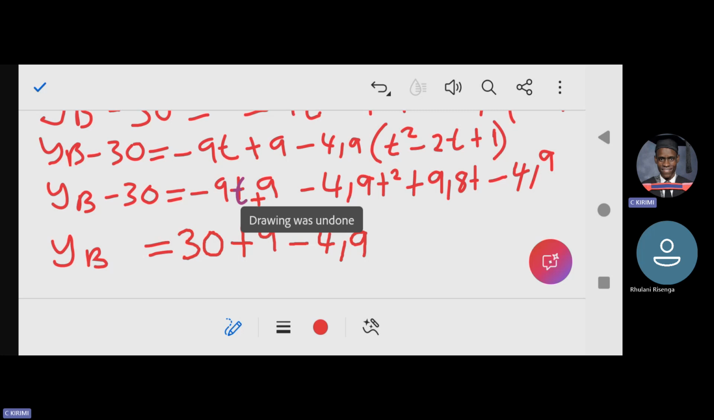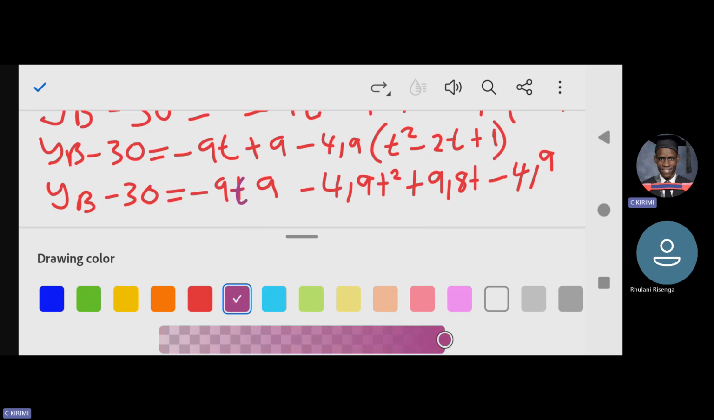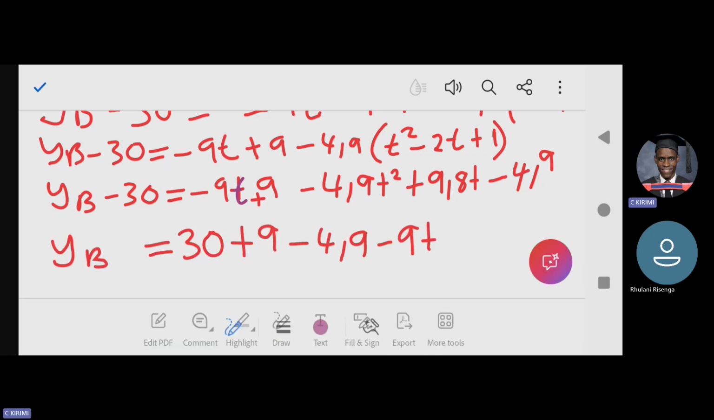Then now we are going to the t's. So minus 9t, which is this one. And then we are having another t, which is this one: minus 9t plus positive 9.8t. Let's put those t's in a different color.